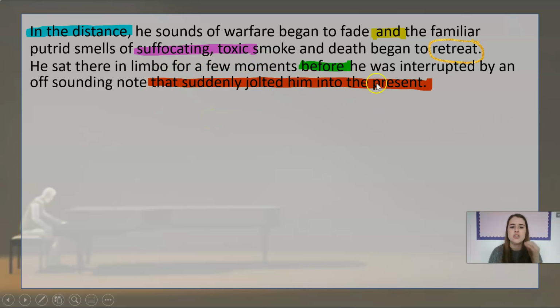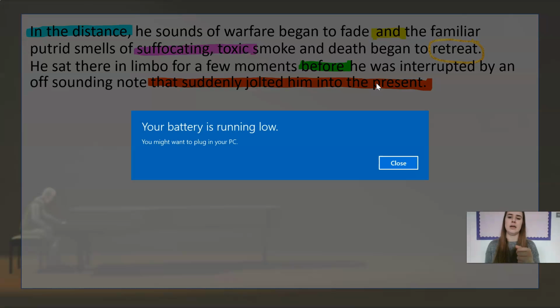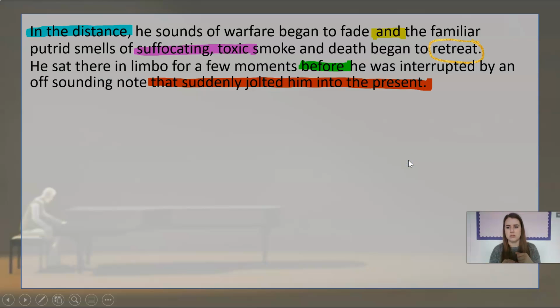But that idea of jolting into the present, when you jolt, you suddenly startle, you move very quickly, very suddenly, and very sharply, okay? Now, when that happens, I knew that was going to happen in the middle of my video, apologies. That suddenly jolted him into the present. That's almost like that snap motion. We've gone from flashback to real life. And I've used the word present there just as a little hint that we're now back where we started.